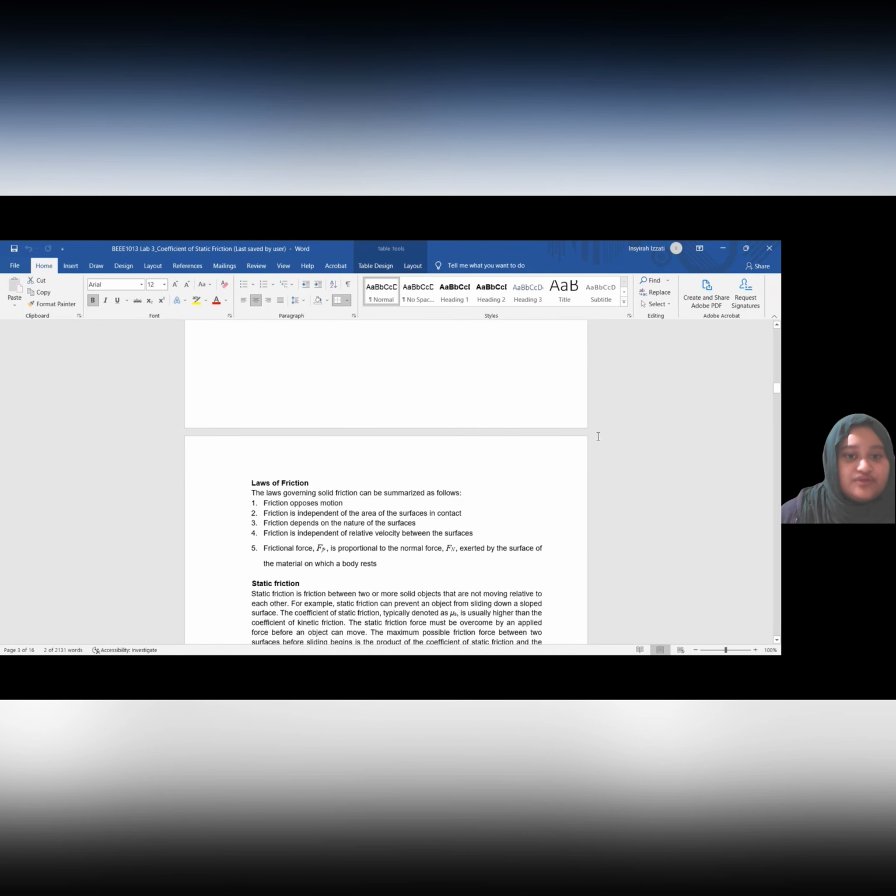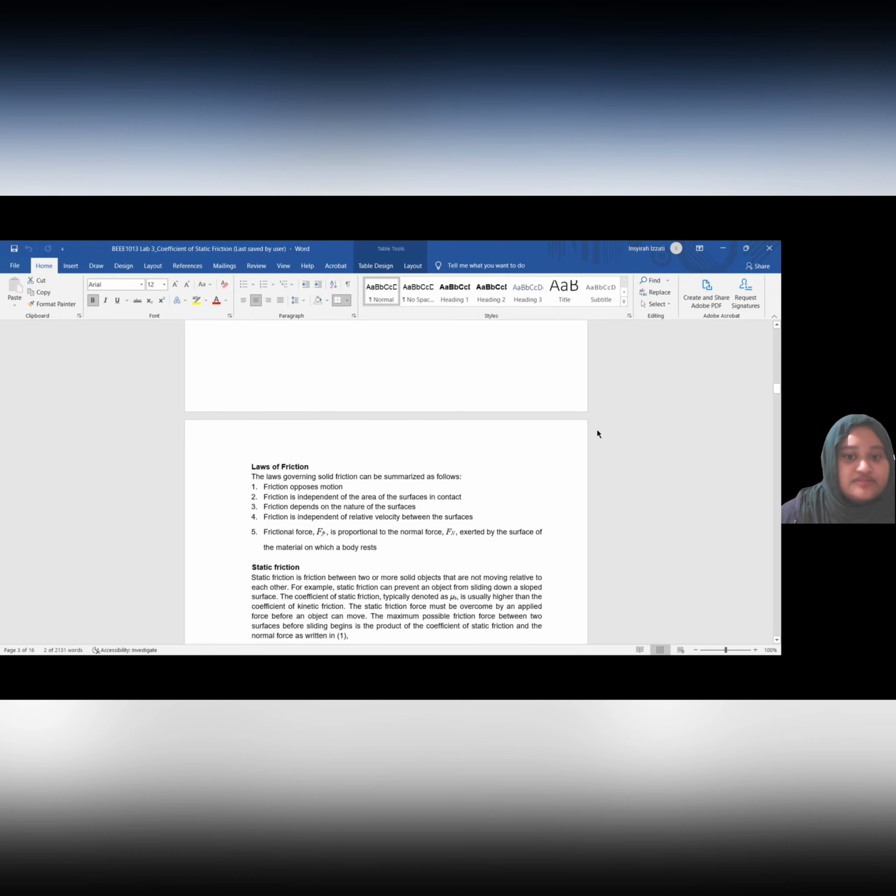There are five laws in friction. Friction opposes motion. Friction is independent of the area of the surfaces in contact. Friction depends on the nature of the surfaces. Friction is independent of relative velocity between the surfaces. Frictional force is proportional to the normal force exerted by the surface of the material on which a body rests.